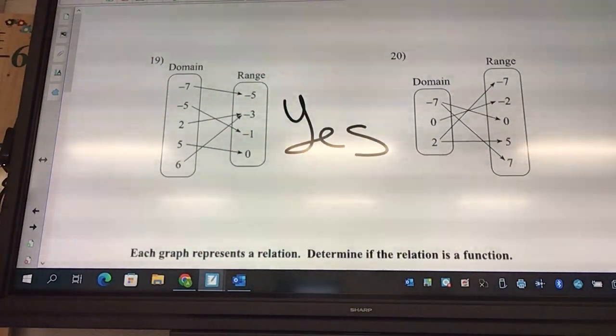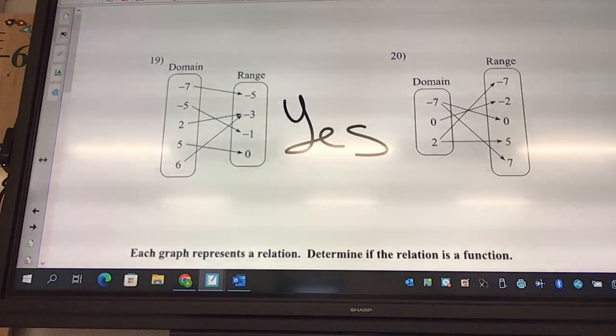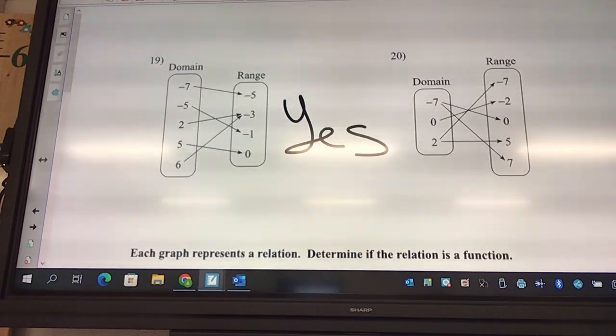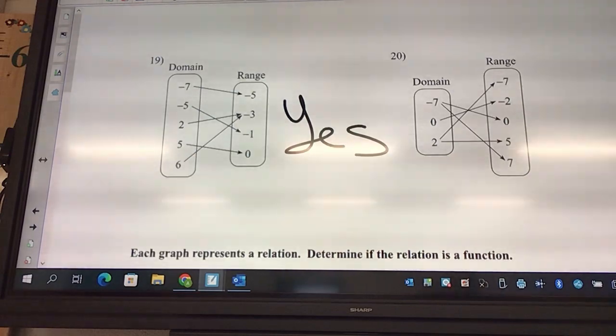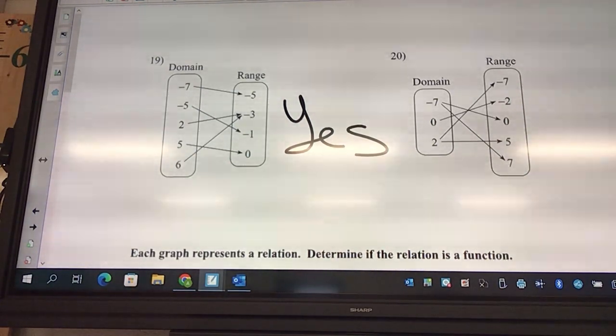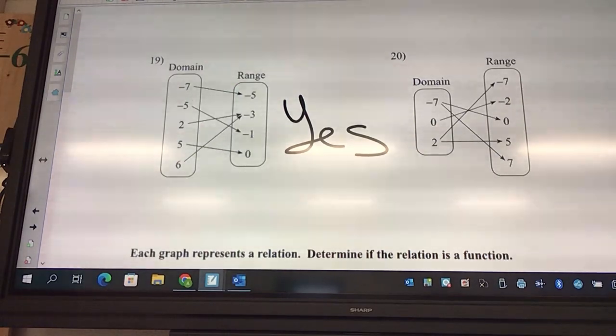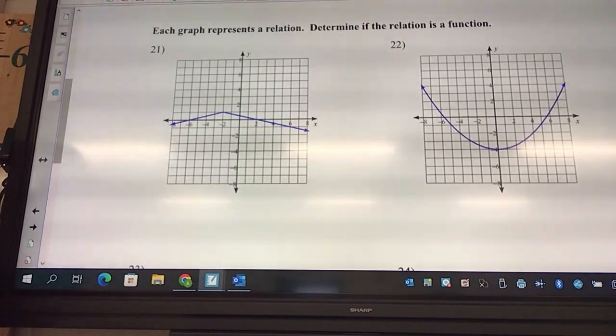Okay, so we've looked at tables. That was at the beginning. We looked at mapping, and now we're going to just do it with the vertical line test on graphing. If you don't get it, you need to raise your hand so I can show you with your own pencil. For some reason, some kids really struggle with the vertical line test and others do not.